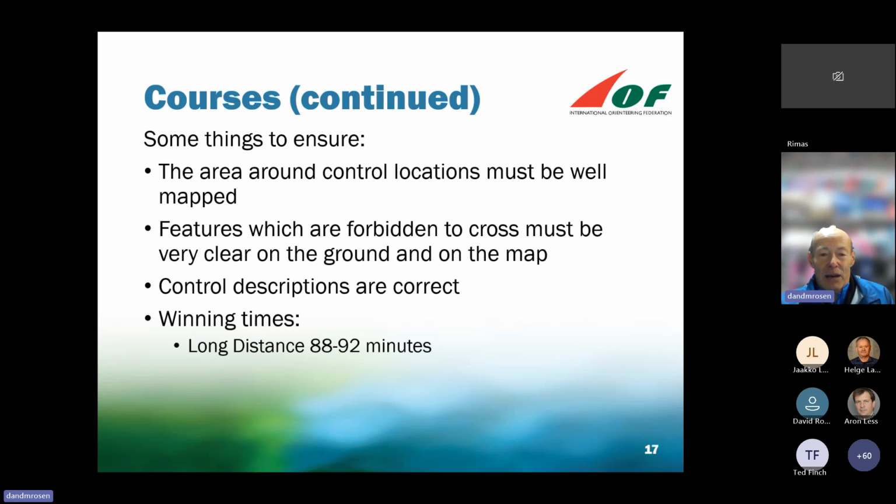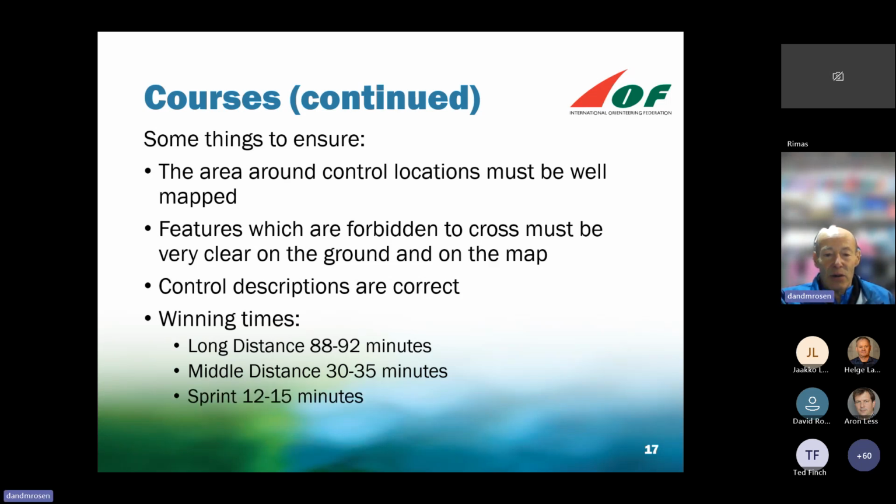Now, the winning times are prescribed for a world ranking event. The long distance must be in the range 88 to 92 minutes. Middle distance 30 to 35 minutes. And sprint 12 to 15 minutes. And note that they're now the same for men and women.